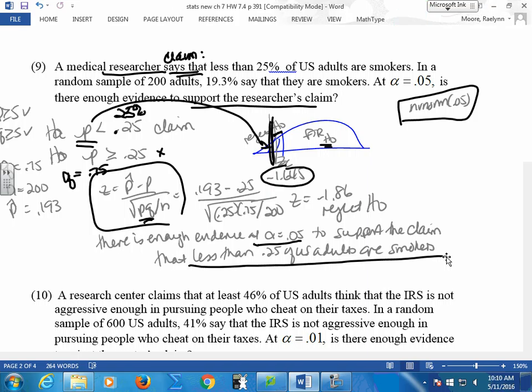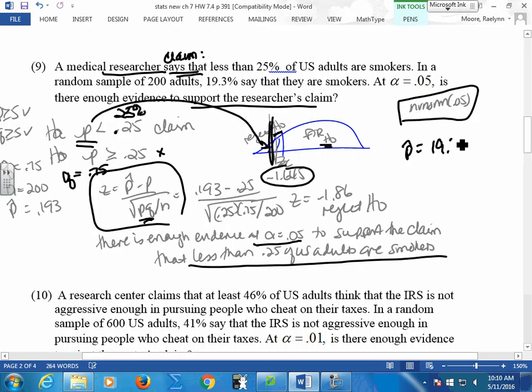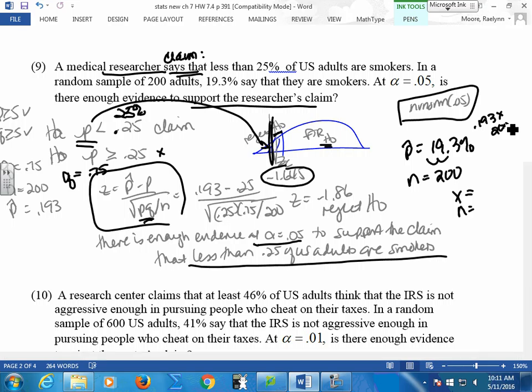If you use your calculator, here's a little bit of a problem. Your p-hat is 19.3%. Your n is 200. Your calculator needs an x. So how do I find the x to put this in my calculator? 0.193 times 200. And what happens if I get a decimal? Round up or down. Use your rules of rounding. You cannot put a partial person in there.